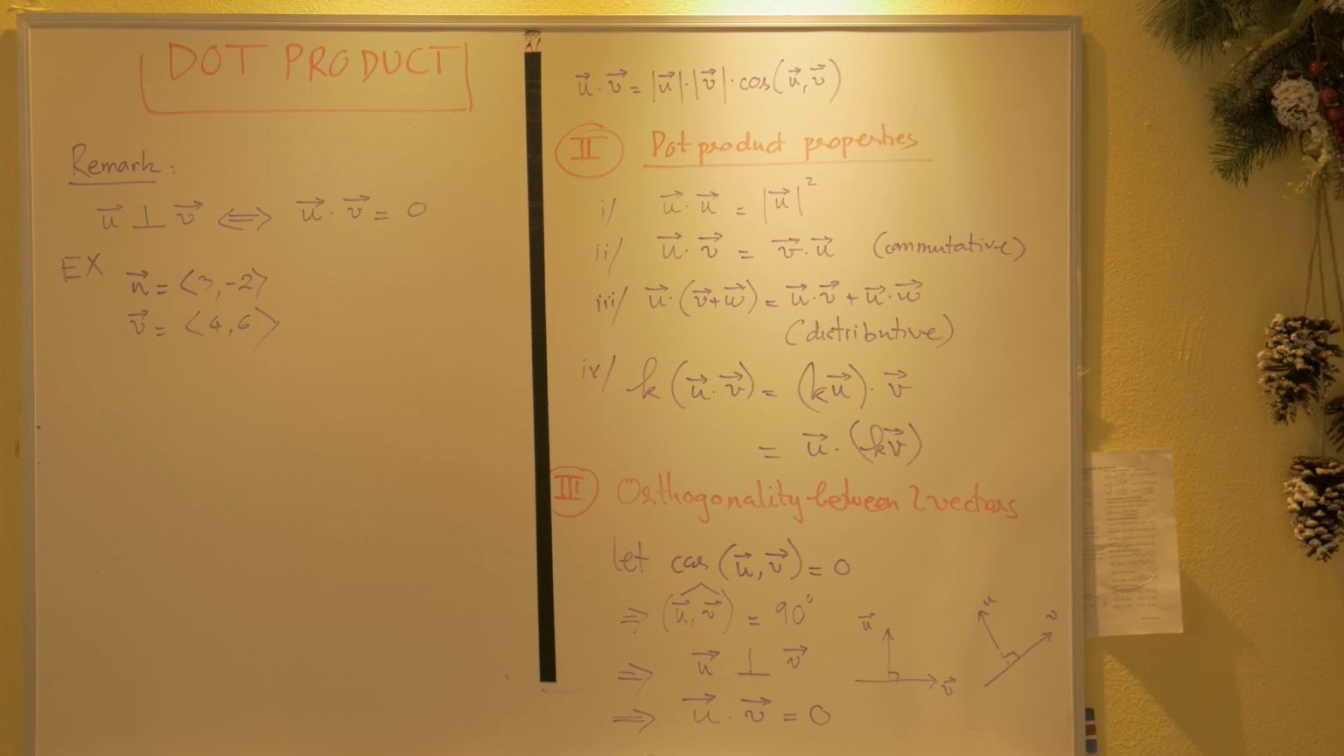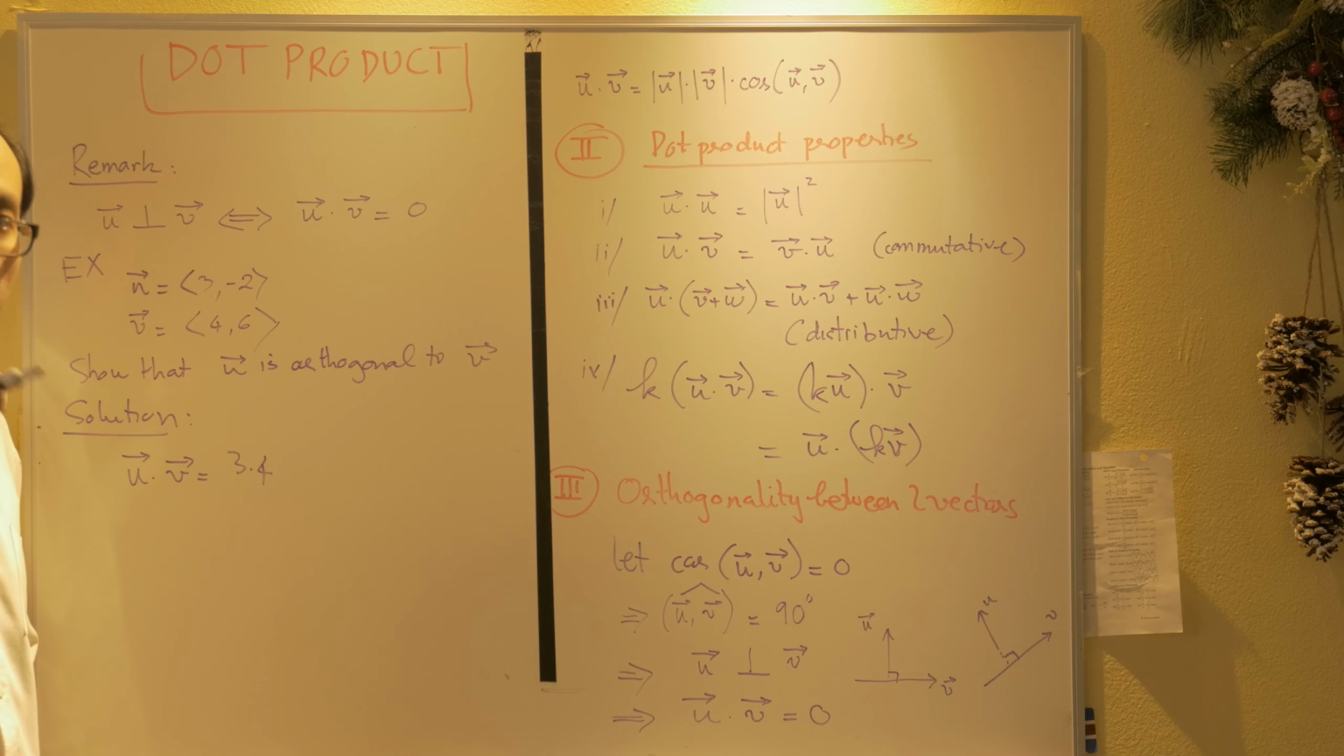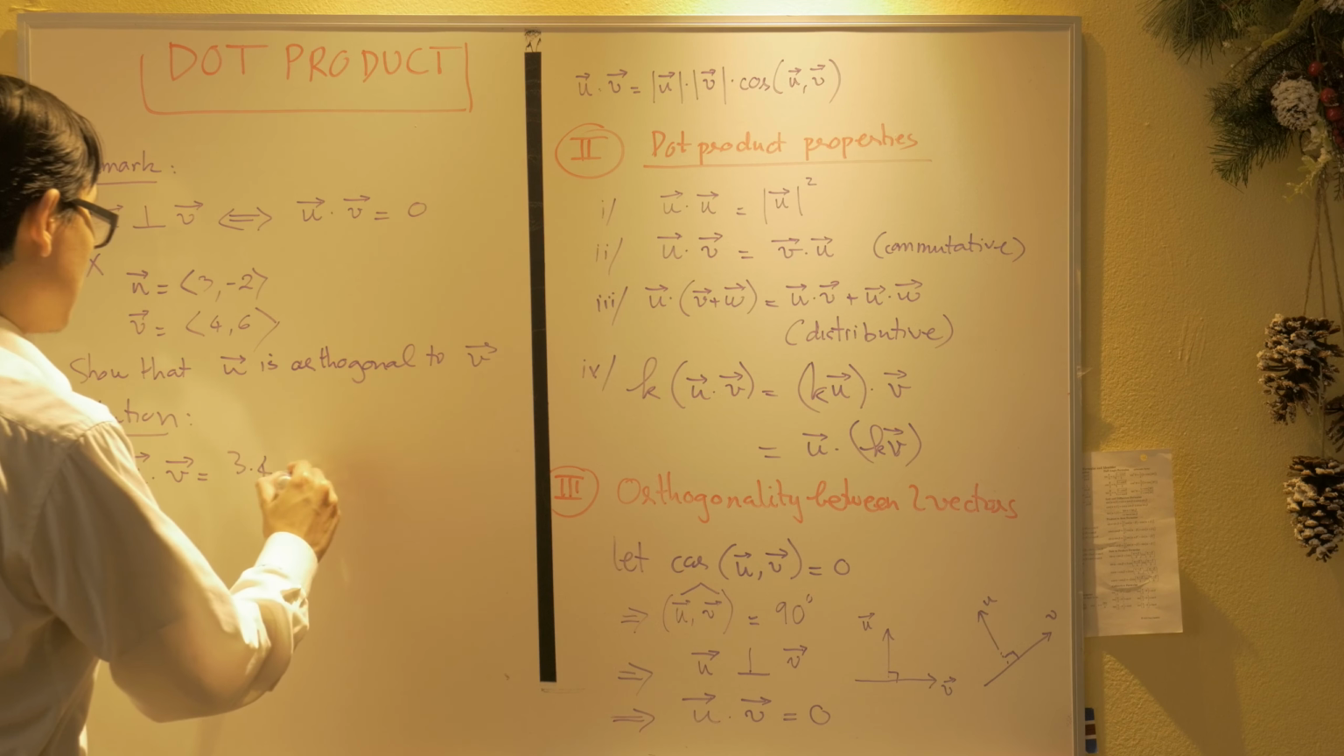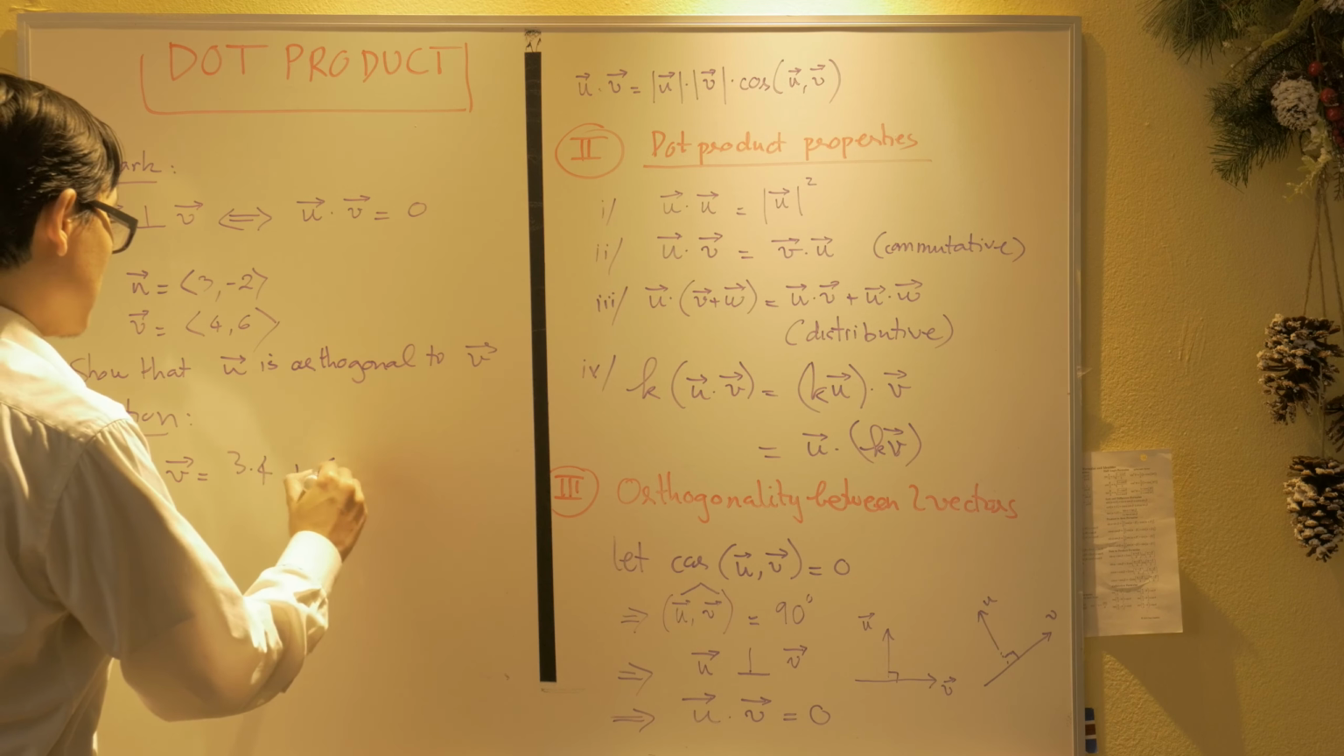Solution. Easy, right? In order to show two vectors are orthogonal to each other, you need to show the dot product equals 0. So you just need to find the dot product between u and v. The dot product will be this times this, 3 times 4, according to the first definition, plus negative 2 times 6. That gives you 12 minus 12. Here you go, it's 0. And if it is 0, then they are orthogonal to each other. Very simple example.